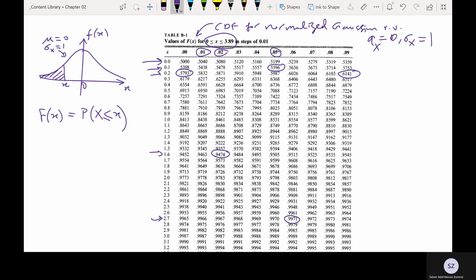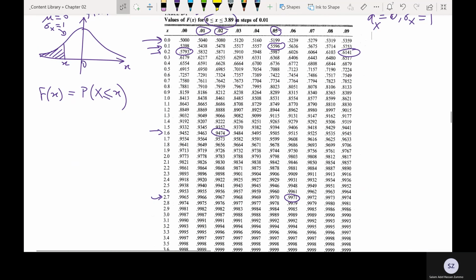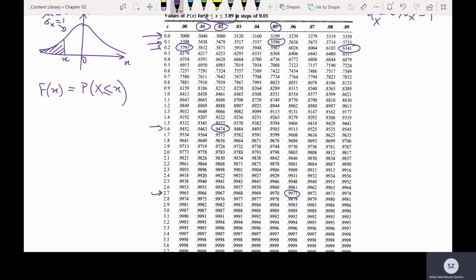Now, before we give other examples, let me give you some ideas. If I ask you a question: the probability that x is less than or equal to 0.25, what did you get? 0.5987, right?